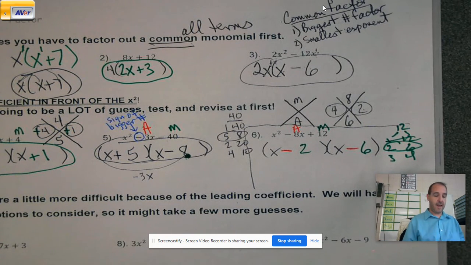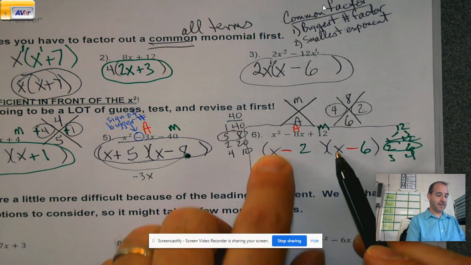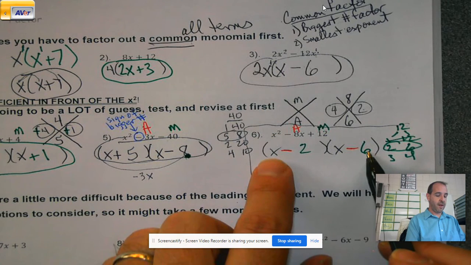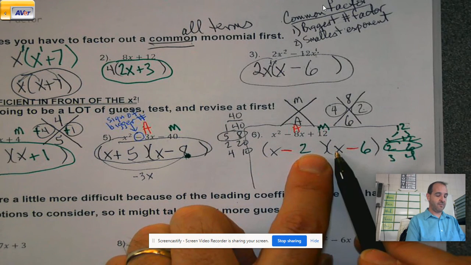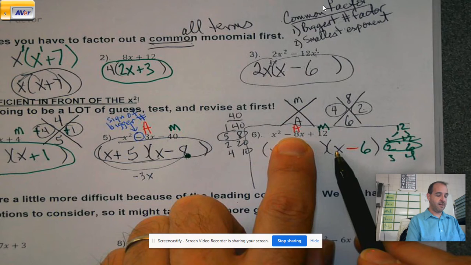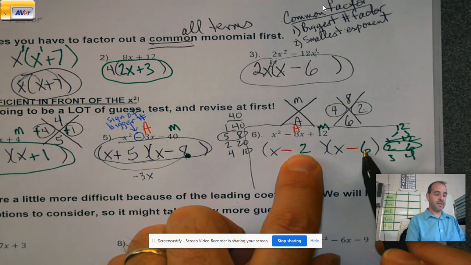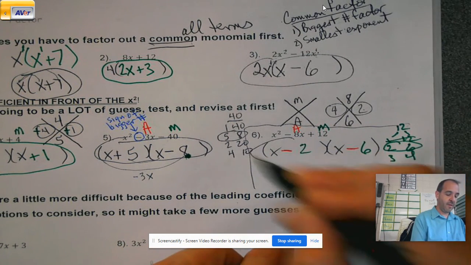And if I multiply it out, x times x is x squared. Negative 6x and negative 2x add up to negative 8. And negative 2 times negative 6 is 12. Okay?